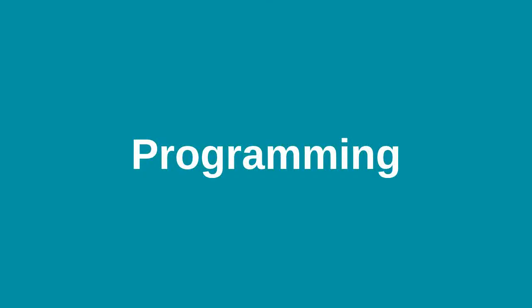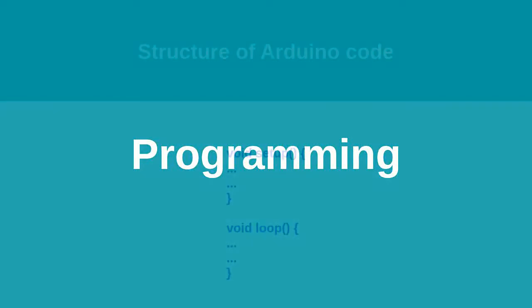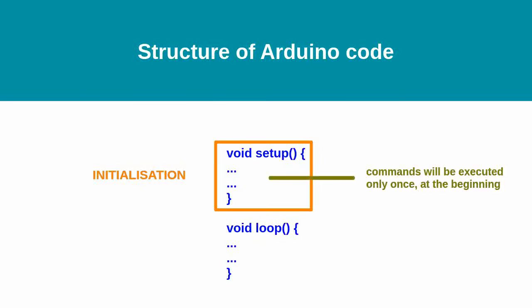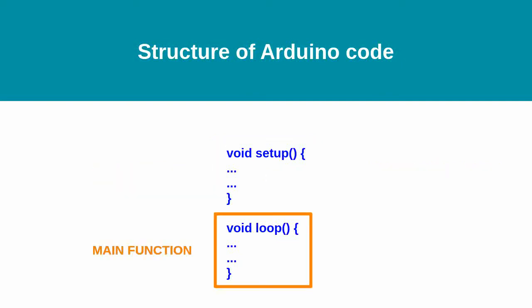Let's try to understand the Arduino programming code for this sketch. Here is the structure of the Arduino code. There are two functions that you will find in all Arduino sketches. The setup function corresponds to the initialization of the Arduino board and will be run once, at the beginning of the program. The loop function is the main function of the program and will contain all the commands that you need to control your circuit. These commands will be run again and again forever.